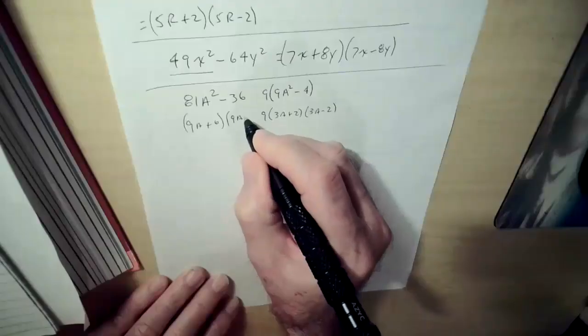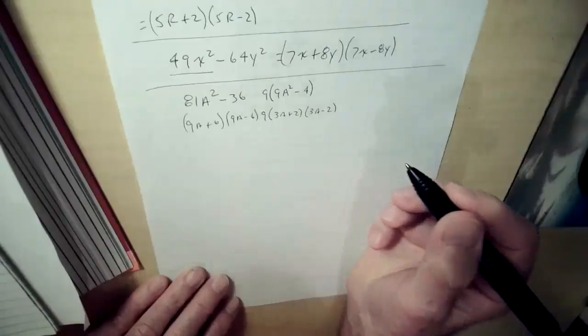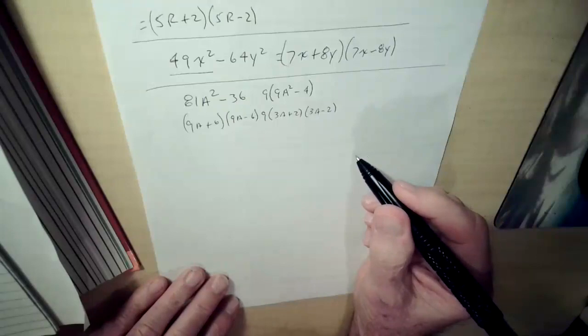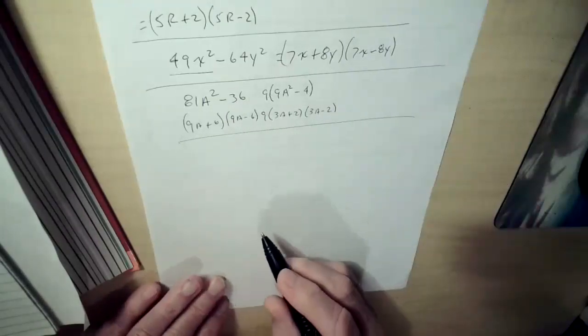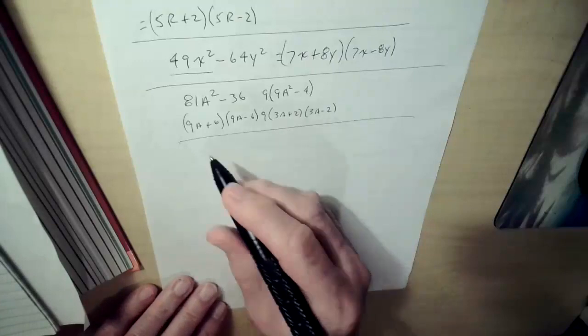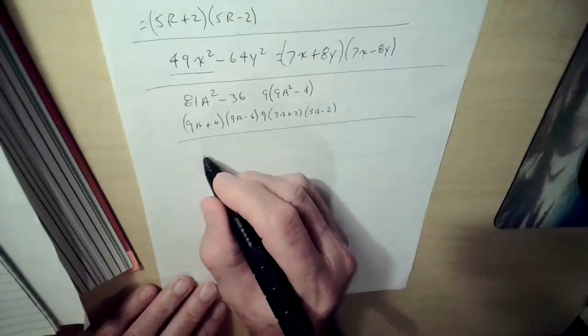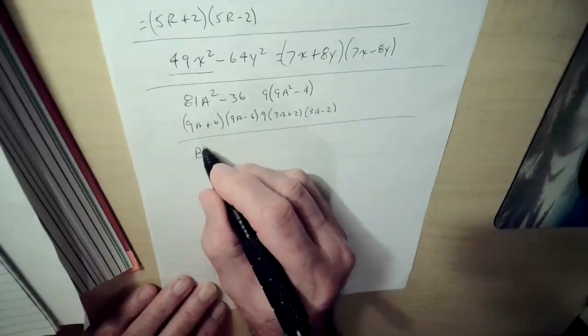I don't know why they do this, but they do. Because this can also be 9a plus 6, 9a minus 6. Same thing.